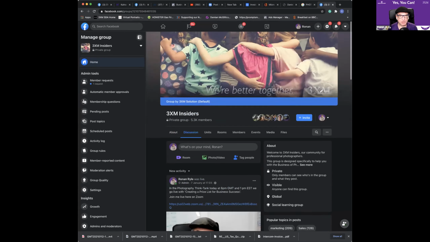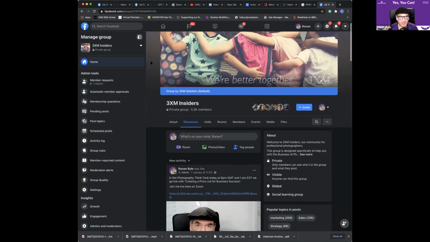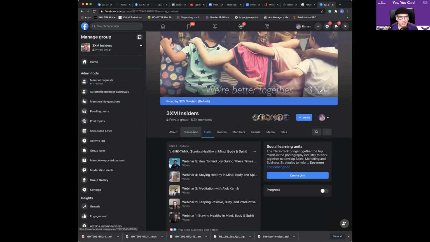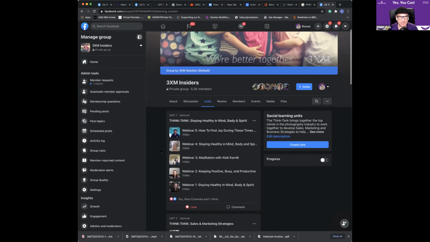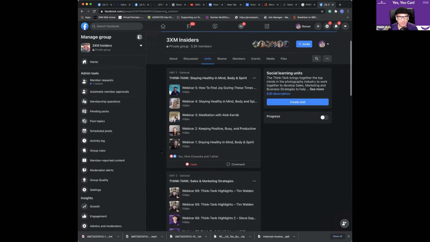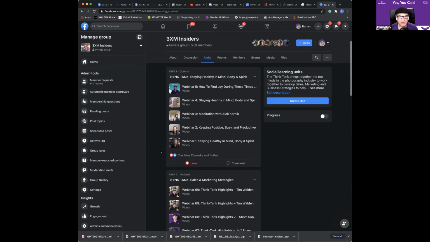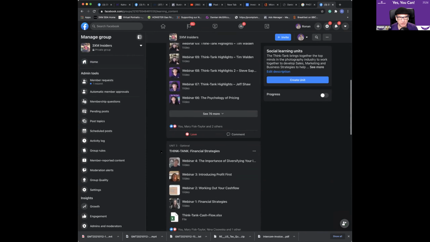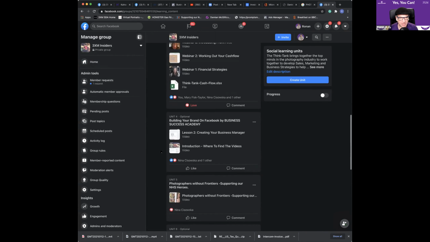So we're in the Facebook group, 3XM Insiders. I have mine set to dark mode. Yours might be white here. They should look the same. If you can't find it and you're not a member yet, just put 3XM Insiders into the search here and it'll find the group for you. Now, when you find the group, you'll see here the Units tab. And in the Units tab is every single video and webinar that we've ever done. So all the Think Tank webinars are in here, and all the other webinars we've ever done.